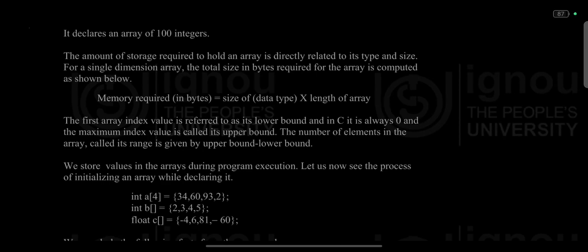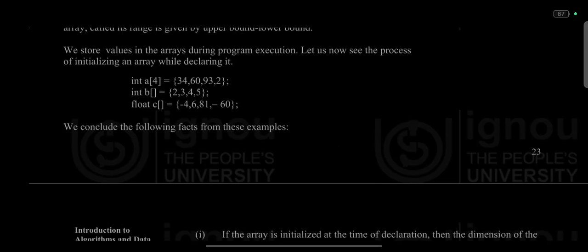The first array index value is referred to as its lower bound, and in C it is always 0, and the maximum index value is called its upper bound. The number of elements in the array, called its range, is given by upper bound minus lower bound plus 1. We store values in the arrays during program execution.